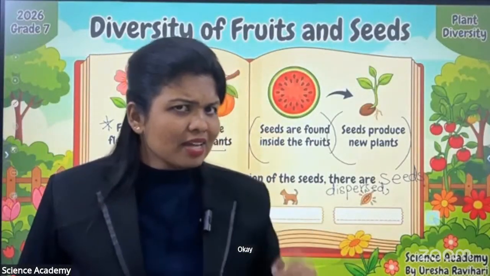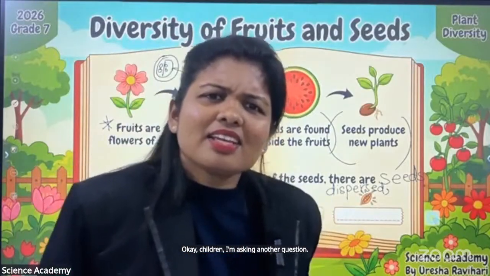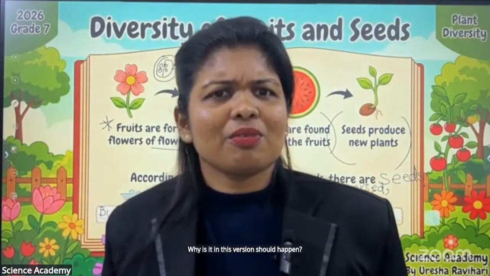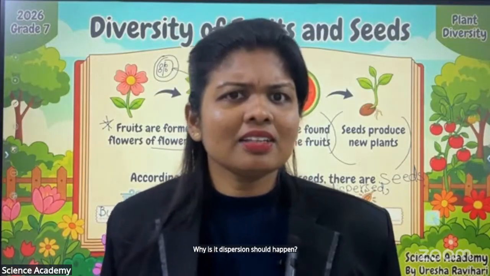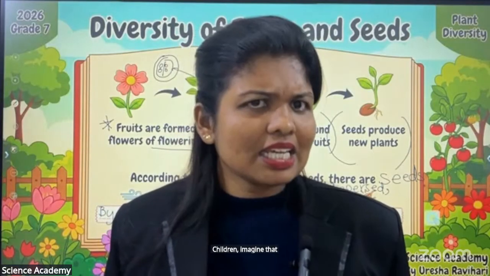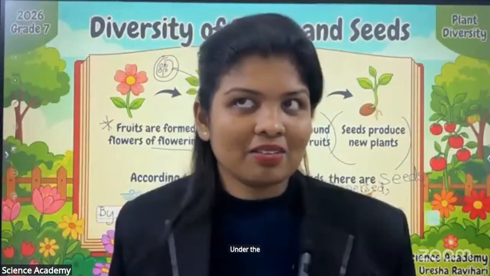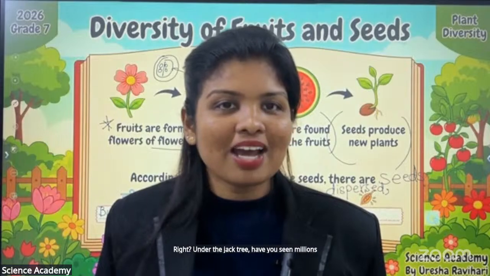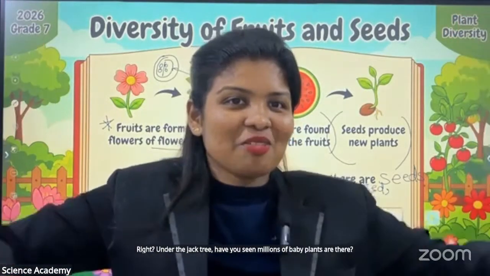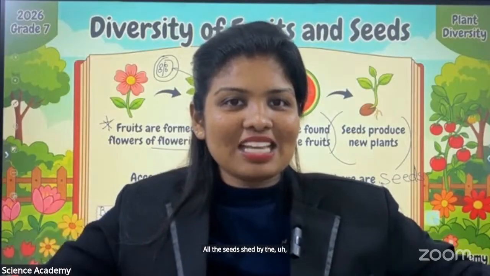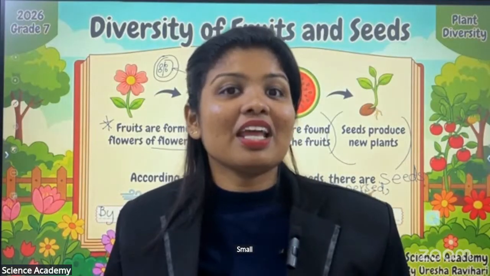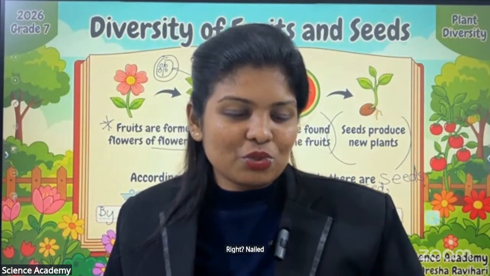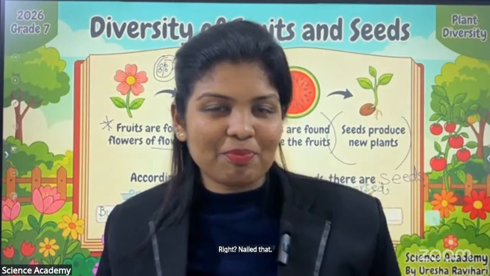Okay, children, I am asking another question. Why should seed dispersion happen? Children, imagine that. Have you seen under the jack trees? In most of the countryside we can see this incident, right? Under the jack tree, have you seen millions of baby plants? All the seeds shed by the plant and then millions of small baby plants, right? නේද චුටි බබාලා වගේ සෙට් එකක් ඉන්නවා කොස් ගසේ පැල, right?